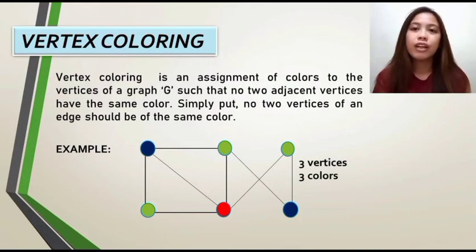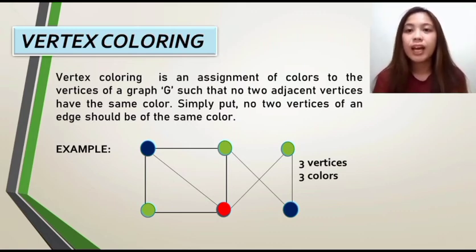Vertex coloring. Vertex coloring is an assignment of colors to the vertices of a graph G, such that no two adjacent vertices have the same color. Simply put, no two vertices of an edge should be of the same color. A proper coloring, or just coloring, of a graph G is an assignment of colors, or more generally labels, to the vertices of G such that adjacent vertices get different colors.